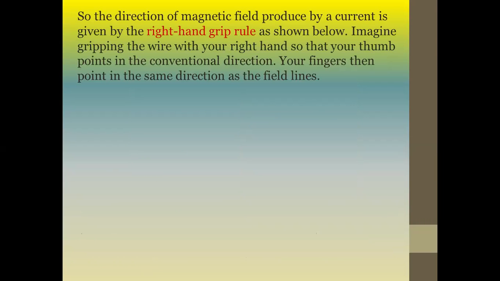The direction of the magnetic field produced by a current is given by the right hand grip rule, as I am going to show you. Imagine gripping the wire with your right hand so that your thumb points in the direction of the conventional current. Your fingers then point in the same direction as the field lines.